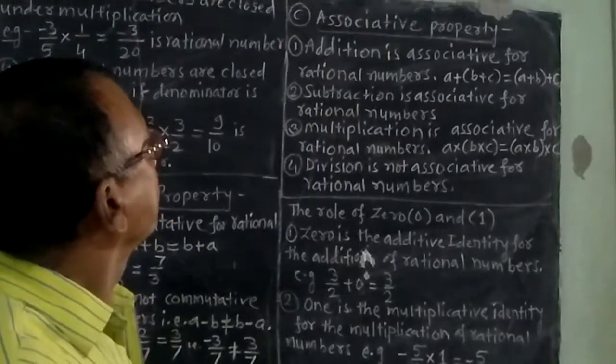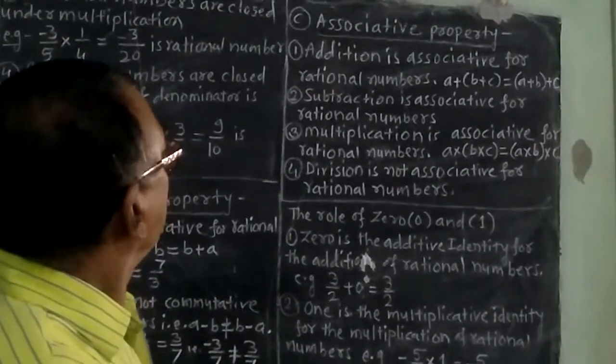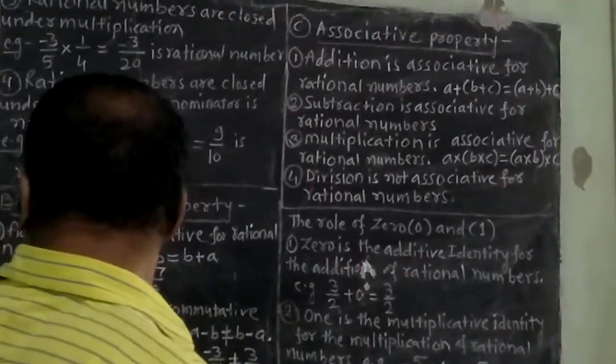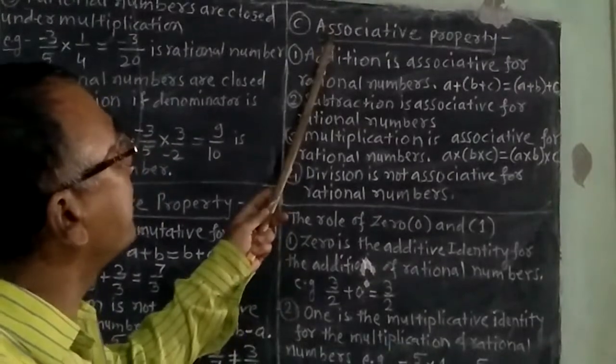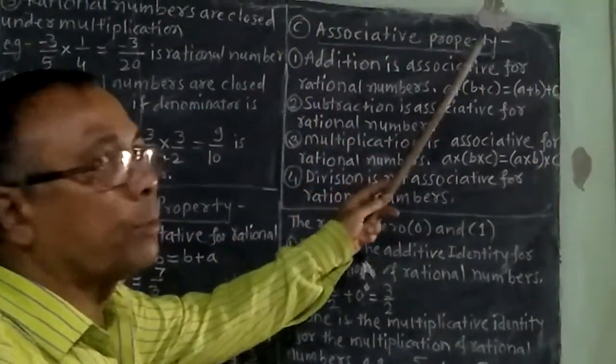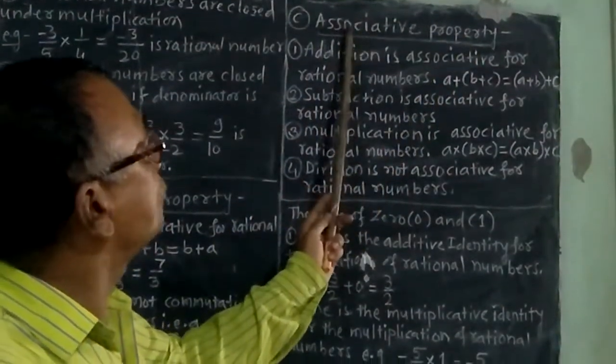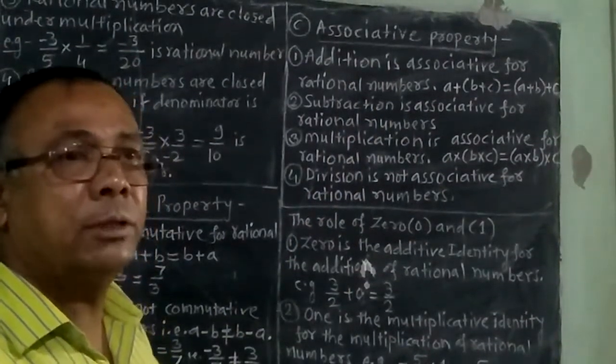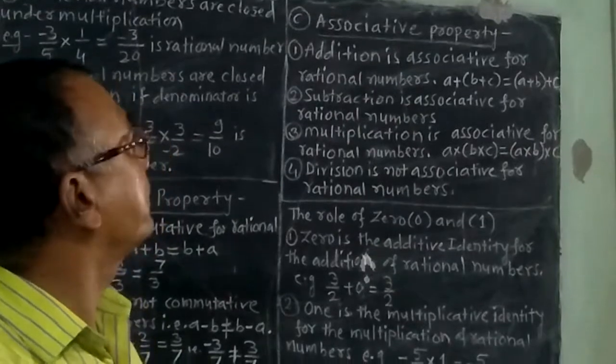Here, third property as well as closure property, there is one more property that is called as associative property, and we are going to check the associative property for addition, subtraction, multiplication and division.